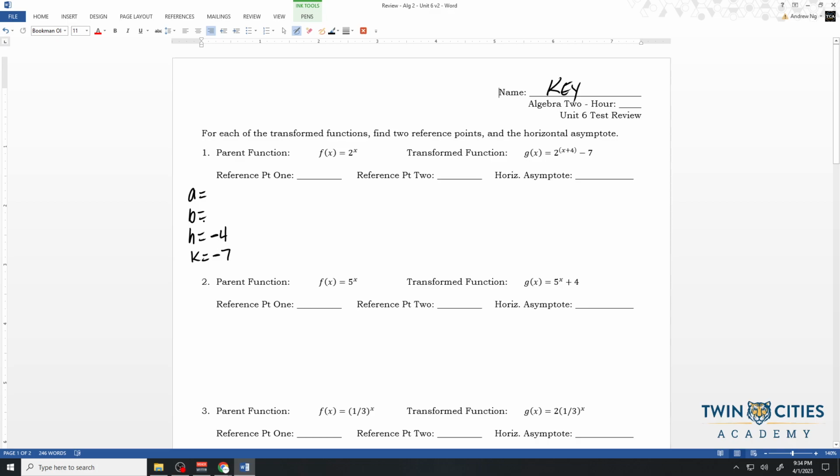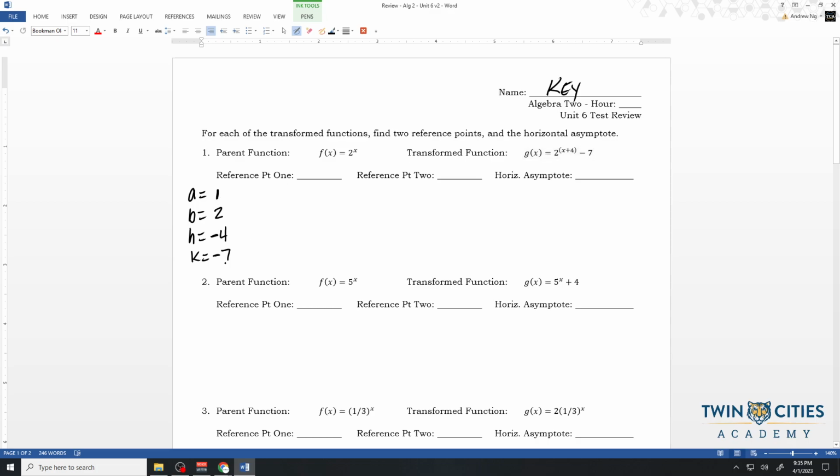B is the base to my exponent. So this is 2, 2 to the power of x plus 4. So b is 2. And then a is a multiplier at the very front. This tells me my vertical stretch or compression. Here, I don't have one. So if I don't have a number at the very front saying, 3 times 2 to the x plus 4, or 5 times 2 to the x plus 4, then a is 1. Worth noting, if a is not there, it is 1.